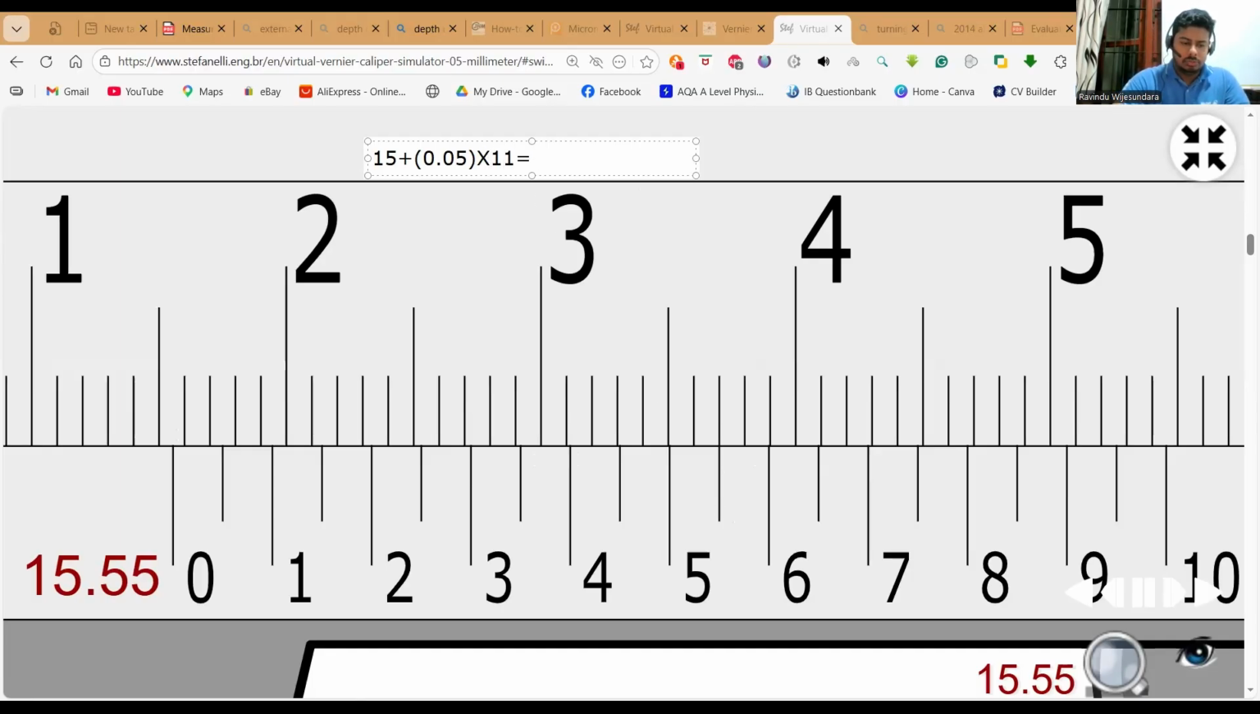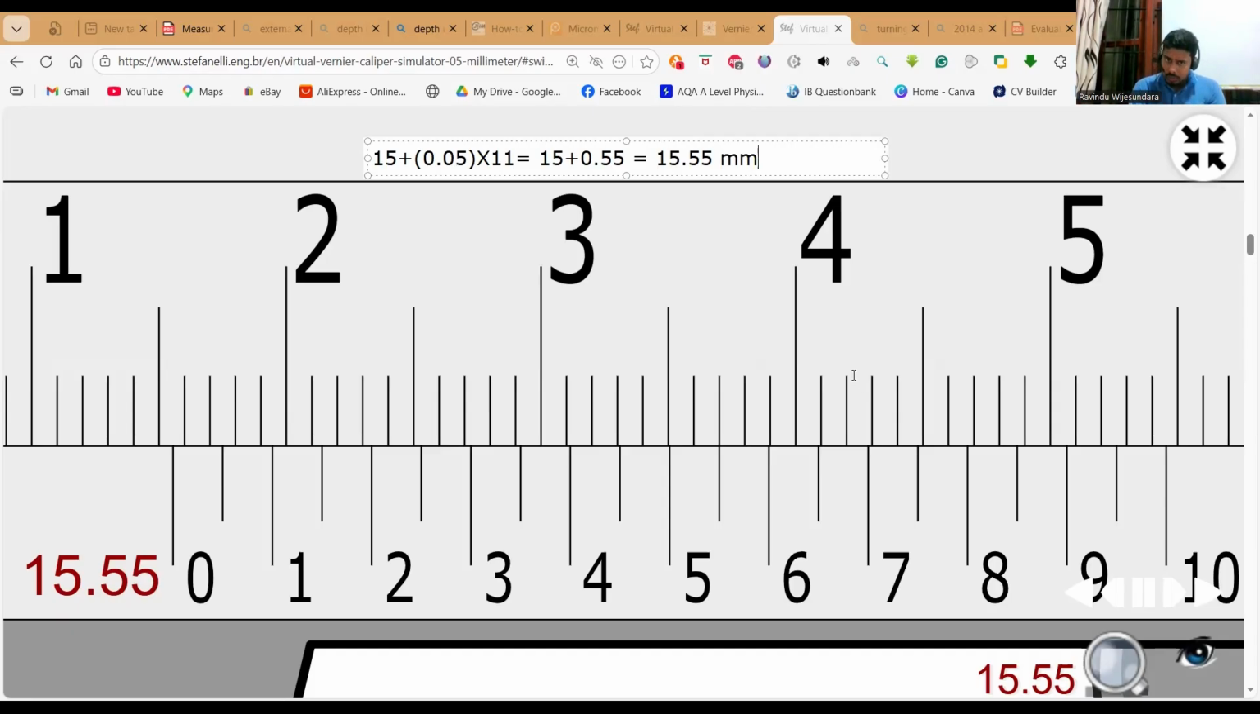So that is equal to 15 plus 0.55, and it is equal to 15.55 millimeters. So this is the final reading of the vernier caliper. It is not that difficult. It is very easy to read the vernier caliper.